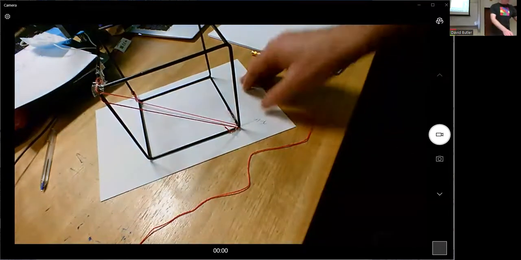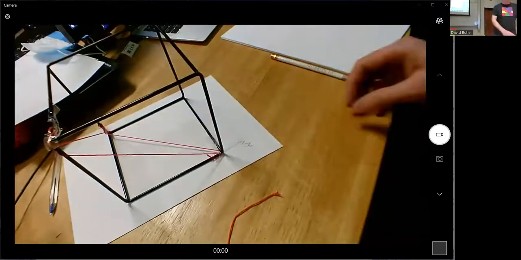Okay, I'll bring back my thing. How are people feeling about my thing there?